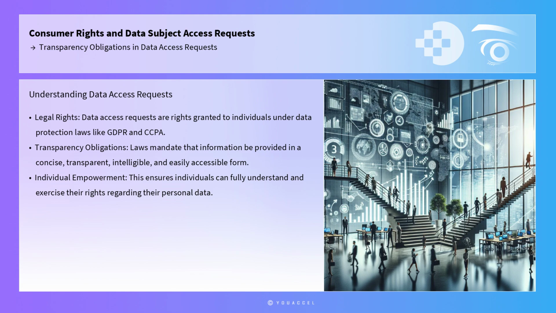Data access requests, often referred to as subject access requests, are rights granted to individuals under data protection laws such as the General Data Protection Regulation and the California Consumer Privacy Act. These laws mandate that organizations provide individuals with access to their personal data, along with information about how the data is being used, who it is being shared with, and the rationale behind its processing. The transparency obligations require that this information be provided in a concise, transparent, intelligible, and easily accessible form using clear and plain language. This ensures that individuals can fully understand and exercise their rights regarding their personal data.